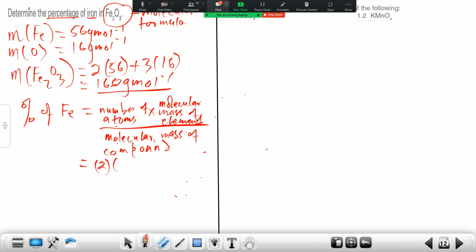Then what do I have as my molecular mass? It's 56 divided now by 160, multiply by 100. Then I have my final answer for iron as now 70%.